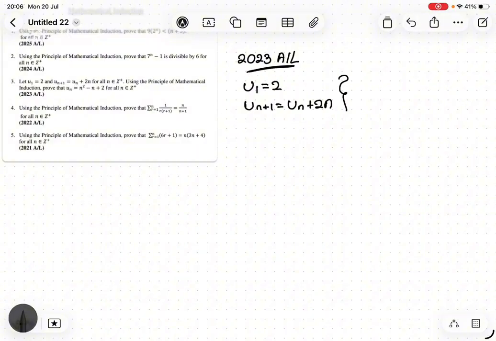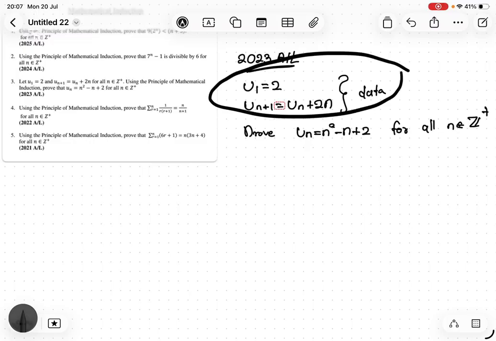This is data. These are data, right? Data things. What you have to prove is actually this: prove that un equals n squared minus n plus 2 for all n an integer. Hope you can understand what you have to prove and what they have given as data.